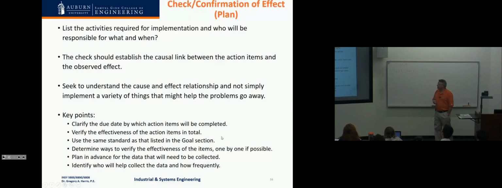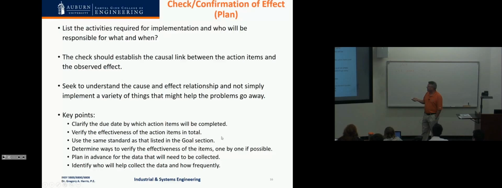The check or confirmation of effect, or the plan section of this, is a list of activities for implementation and who's going to be responsible for what and when. So this is your project management tool section, right? Where you're saying, here's what we're going to do, who's going to do it, this is the team, this is when they're expected to have it completed by. Okay? So this is how we manage our project.